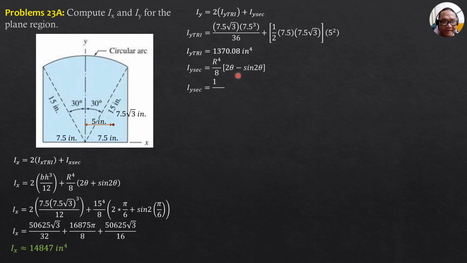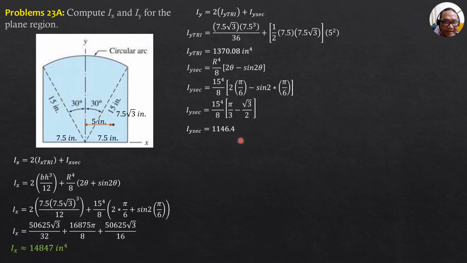Substitute, theta is pi over 6. And take note that sine of 2 times pi over 6 is sine of pi over 3, which is square root of 3 over 2. So in decimal again, IY of the sector is equal to 1146.48 inches to the fourth.